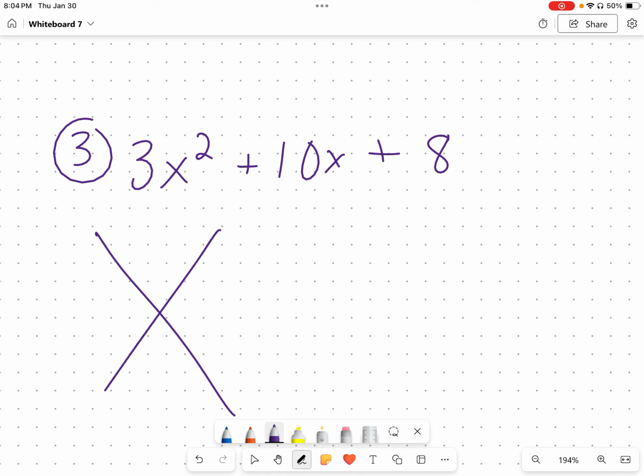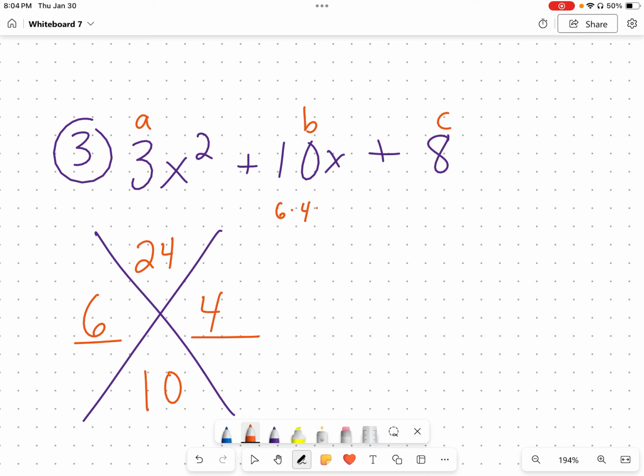All right. So we have A, B, and C. So A times C, 3 times 8 is 24. And then what adds to get 10? So we'll put that here. So what multiplies to get 24 and adds to get 10? I'm going to give you time to go ahead and go to your calculator and find the magic numbers. And the magic numbers are 6 and 4 because 6 times 4 is 24 and 6 plus 4 is 10.